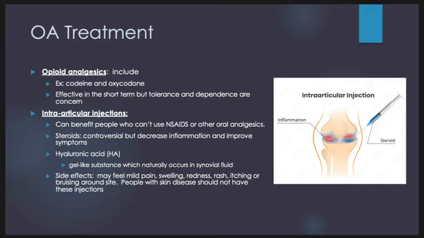Intra-articular injections can be beneficial for patients who can't use NSAIDs or other analgesics. With these injections, basically, hyaluronic acid is a natural substance that acts as a lubricant and shock absorber in joints. So with osteoarthritis, there is lower levels of this acid in the joints. The injections are intended to replace the lost acid and thus reduce the symptoms of these patients.